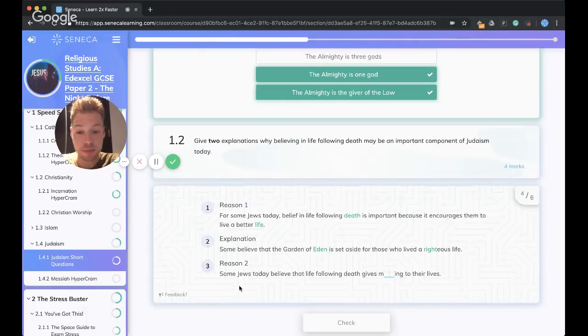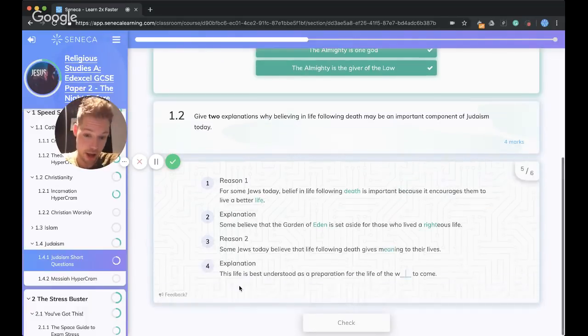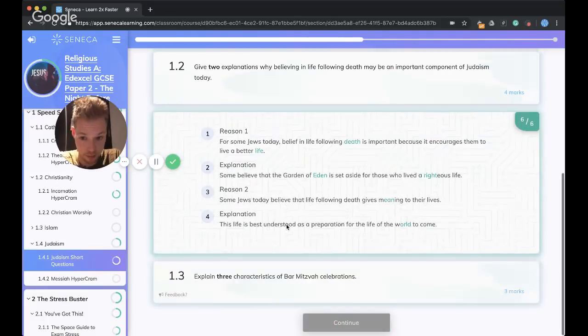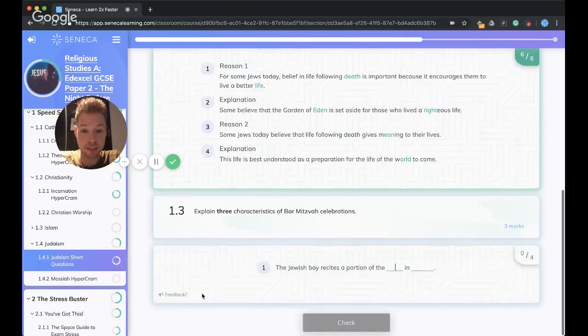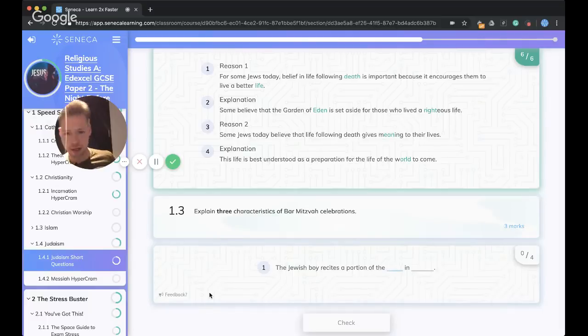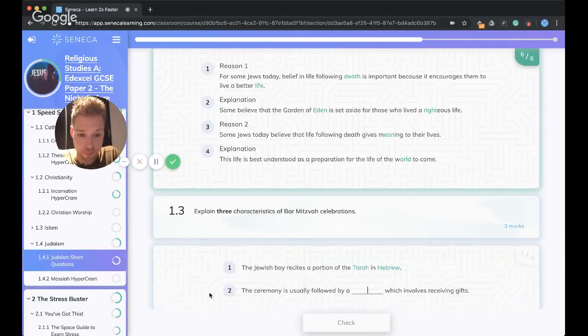Reason two: some Jews today believe that life following death gives meaning to their lives. Life is best understood as a preparation for the life of the world to come. Okay, so again, this is going to be a part A question: outline three characteristics of bar mitzvah. It's a hard word to say. In bar mitzvah celebrations, the Jewish boy recites a portion of the Torah in Hebrew. So that's the holy text.